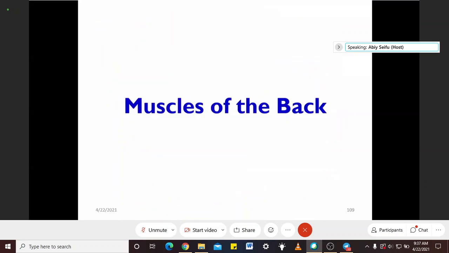Now let's continue with the musculature. The musculature will continue after a 10-minute break. So we'll continue our discussions after 10 minutes.